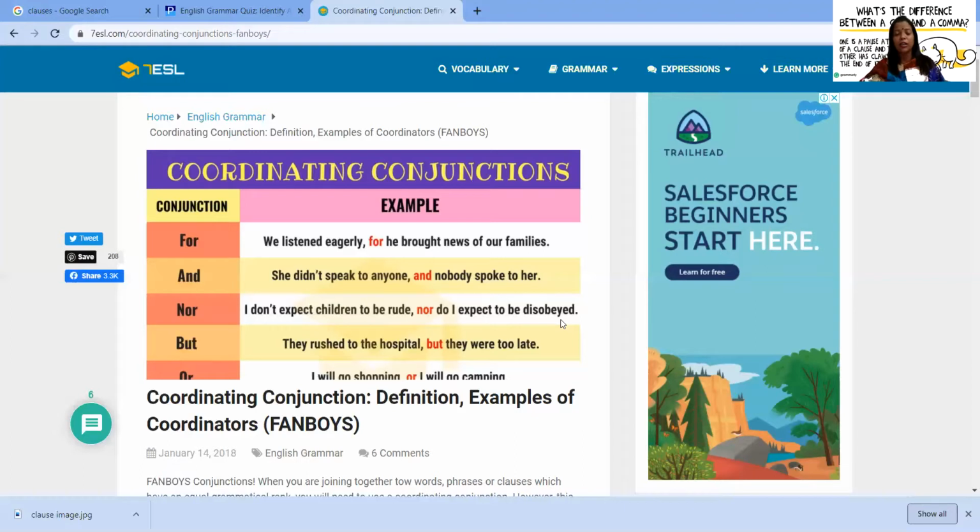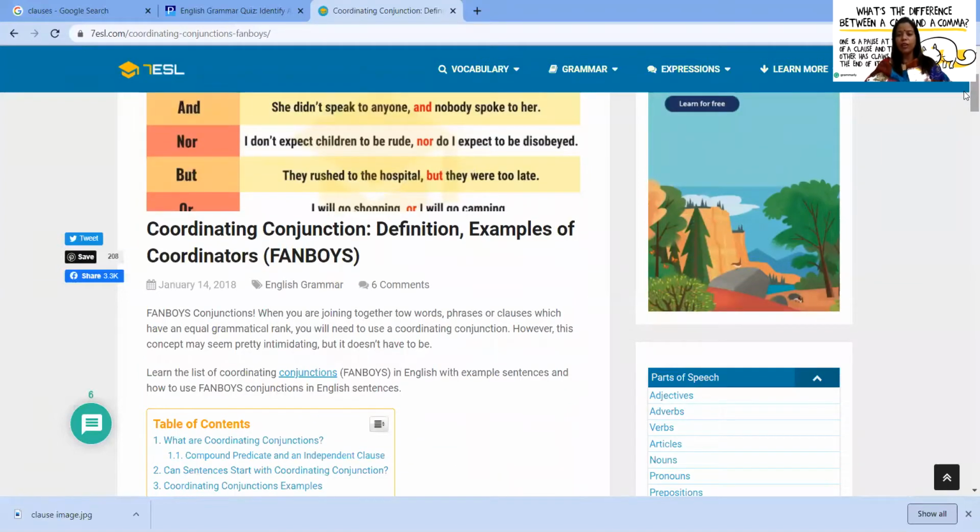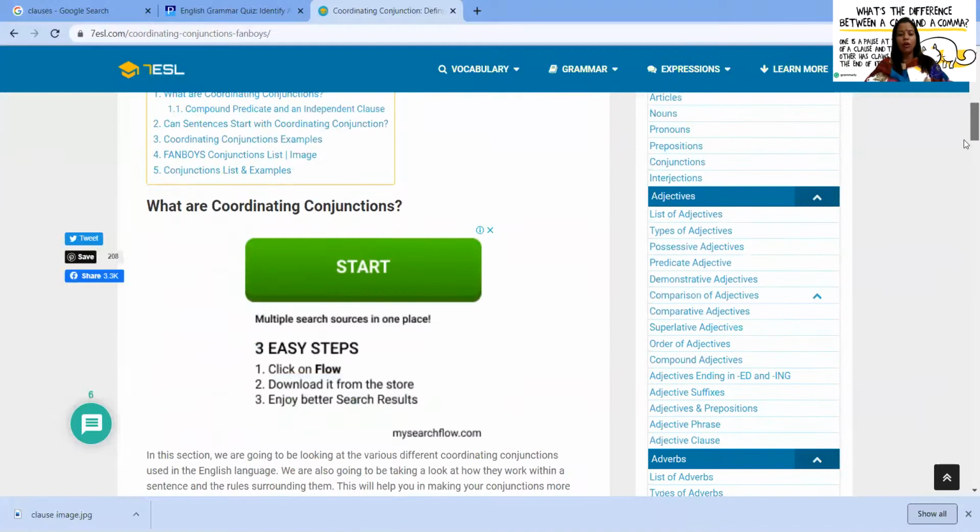Now what about but? They rushed to the hospital, but they were too late. Oh my gosh, they should have been just on time, isn't it? Now or: I will go shopping, or I'll go camping, or maybe I'll go partying, or maybe I'll go for movies. So that was or.